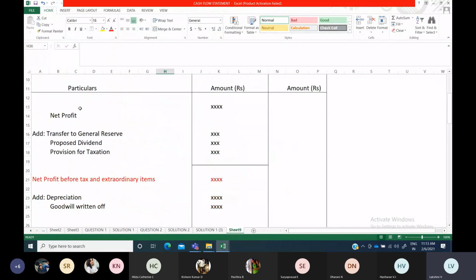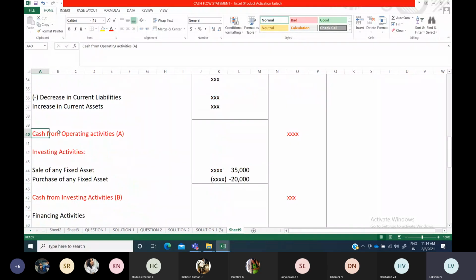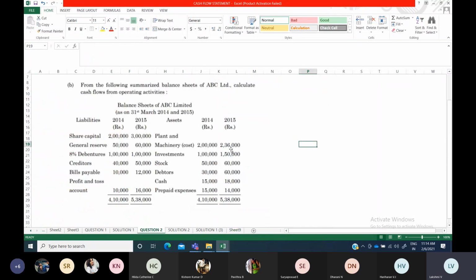So right from the beginning, if you start with your net profit, you can end up with cash from operating activities. But now I'm going to work out the entire problem, the cash flow statement, and find out my closing balance of cash or bank. But you can stop with cash flows from operating activities if they are specific. If they only say prepare cash flow statement, then you have to prepare the entire problem.